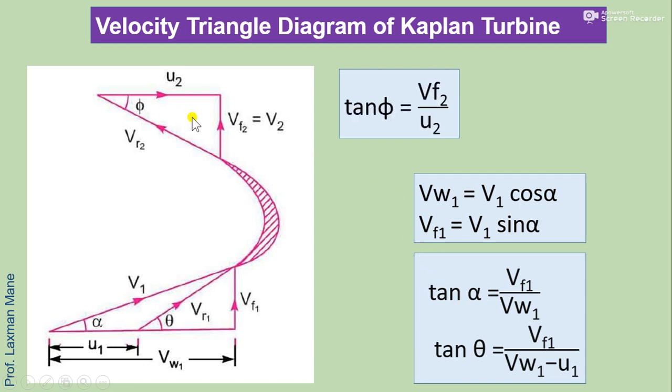At the outlet velocity triangle, which is right angle triangle, tan phi ratio can be given as Vf2 divided by U2. In this case, Vf2 and V2 are same because angle beta is 90 degree and VW2 is 0.